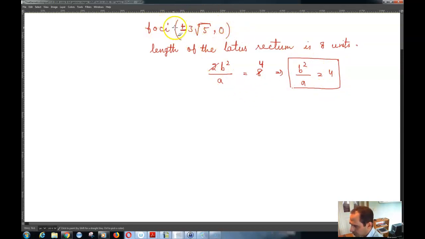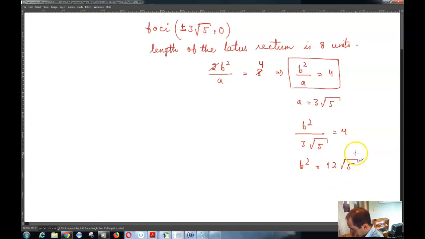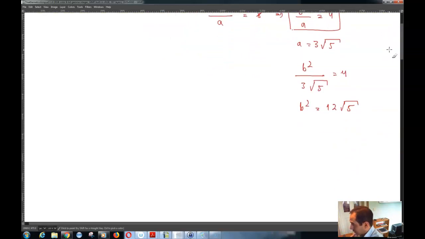And you know that your foci are at a distance a away from the center. So this tells me that a is equal to 3 times the square root of 5. So I can write this equation: b squared over 3 times the square root of 5 is equal to 4. That means that b squared is equal to 12 times square root of 5. And if I take the square root of both sides of this equation, I get the square root of b squared is equal to the square root of 12 square root of 5.